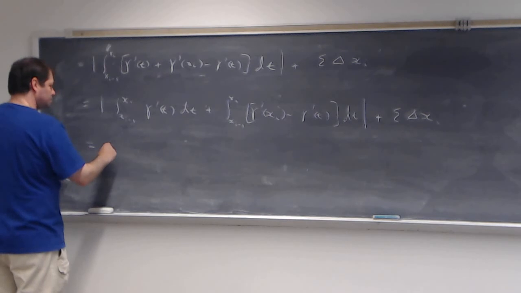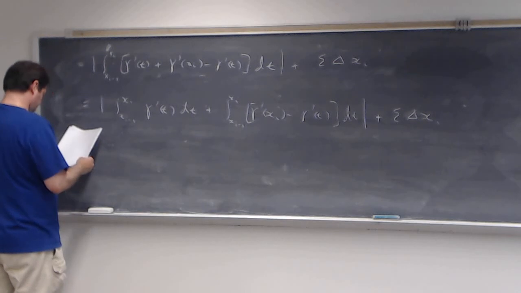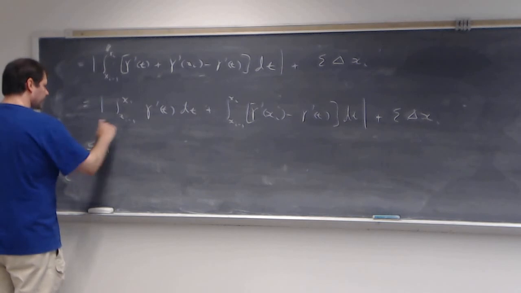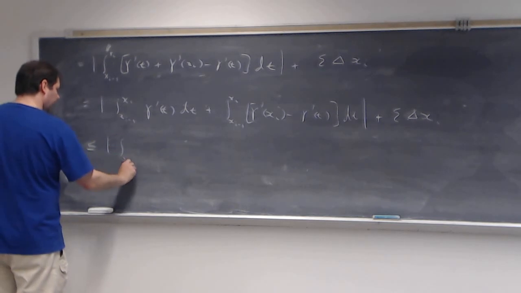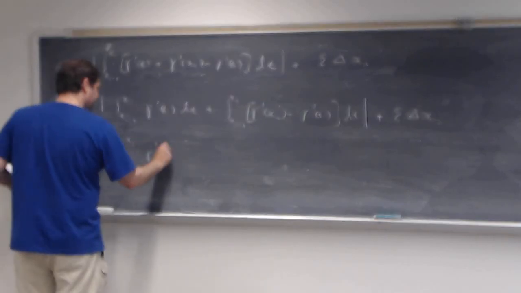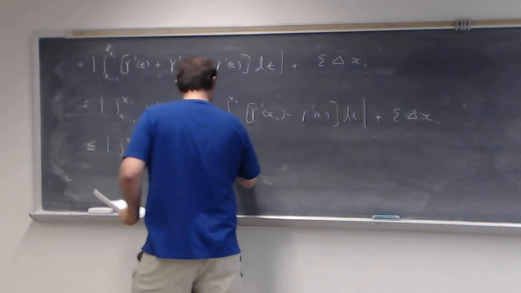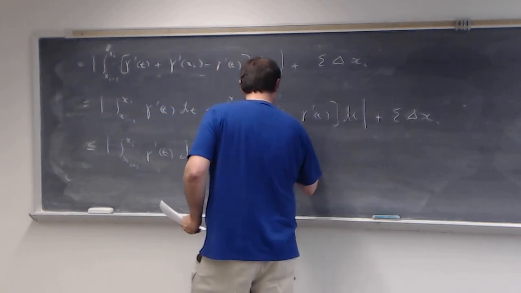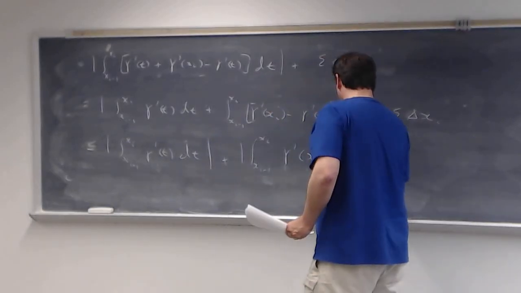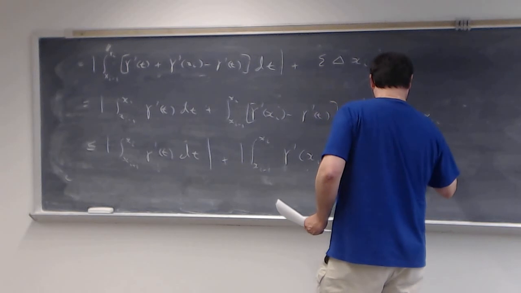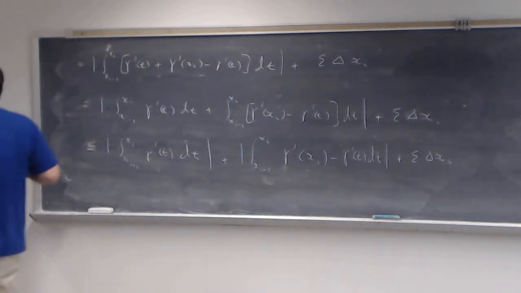This is going to be less than or equal to, using the triangle inequality, the norm of the integral from x sub i minus 1 up to x sub i of gamma prime of t dt plus the norm of the integral from x sub i minus 1 up to x sub i of gamma prime of x sub i minus gamma prime of t dt, plus this epsilon times delta x sub i.